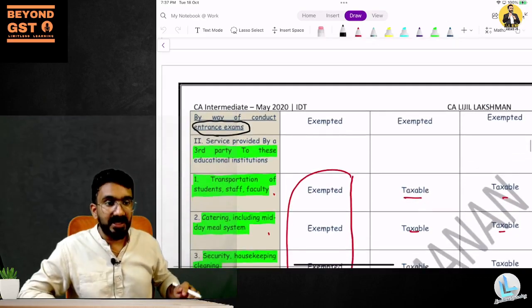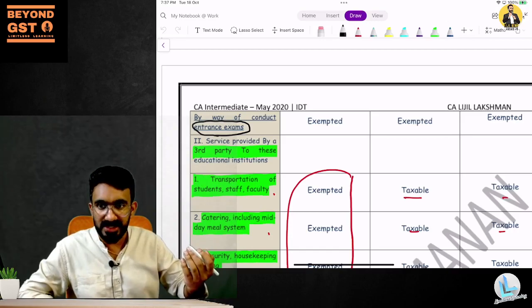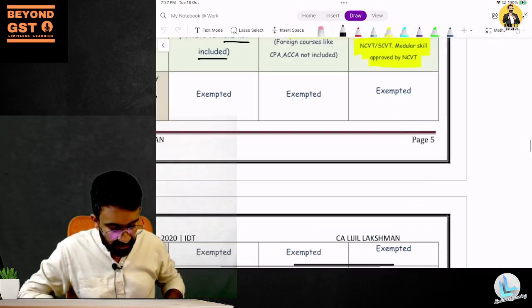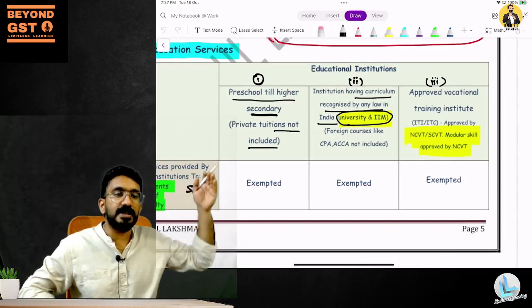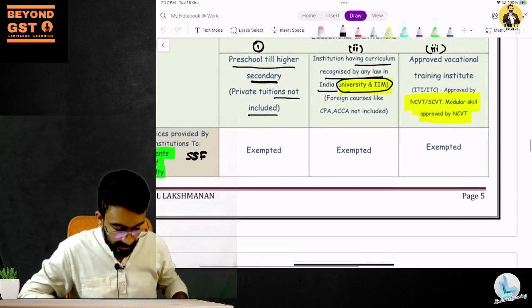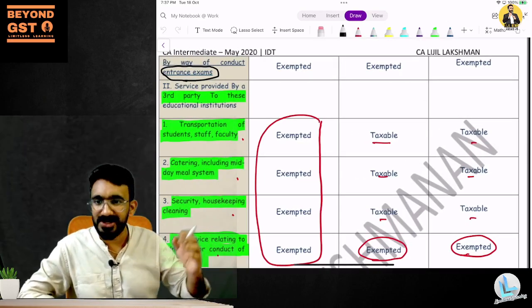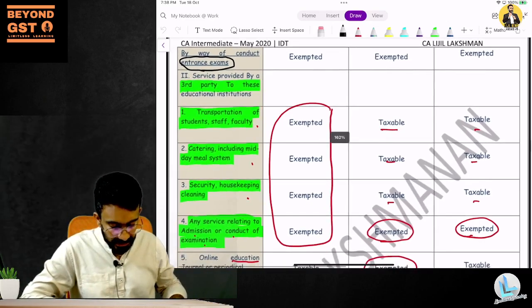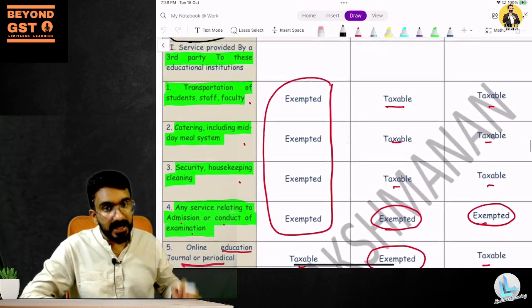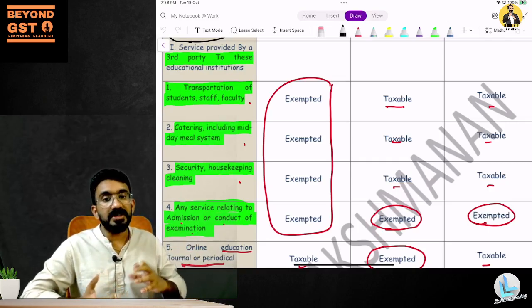Now similarly, if the service is provided by a third party to these education institutions, I've categorized these into three categories. Category 1 is school, category 2 is university, category 3 is vocational training institution. And when a third party provides services to an education institution, there is also exemption available. Now we will have to understand, when services are provided to an education institution by a third party, what kind of exemption is available?